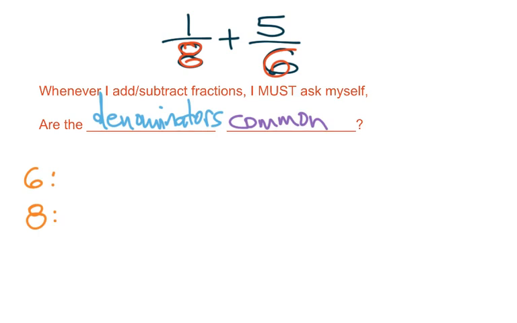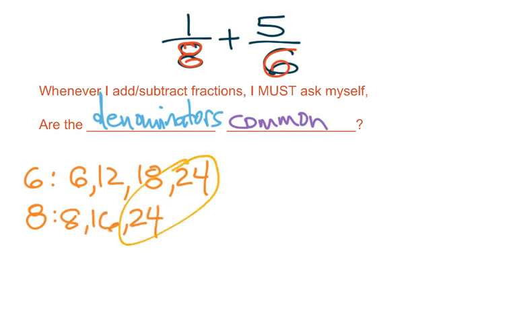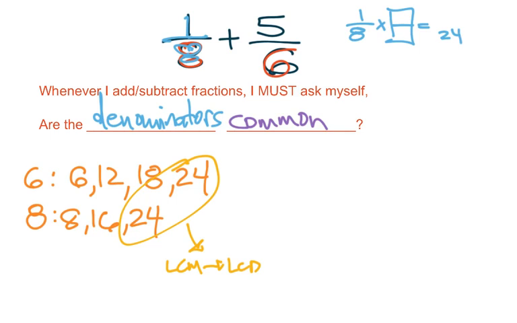Because I know it. But if I had to list it, I would say, well, the multiples of 6 are 6, 12, 18, 24. At that point, I should go, okay, well, I know that it's 8, 16, 24. Therefore, 24 is my LCM. But as we know, the LCM translates into the LCD. So I have to take this 1/8 and I have to reform it, not changing its value. So I'm going to multiply it by a fractional form equal to 1. And I need it to have a denominator of 24.